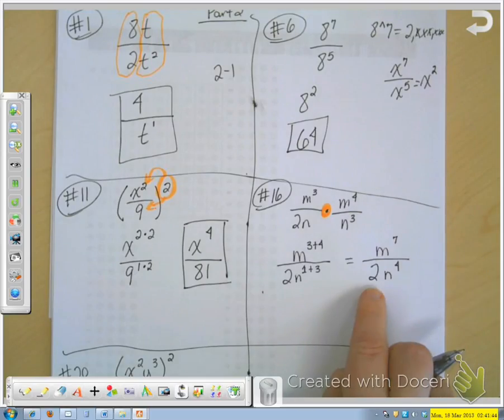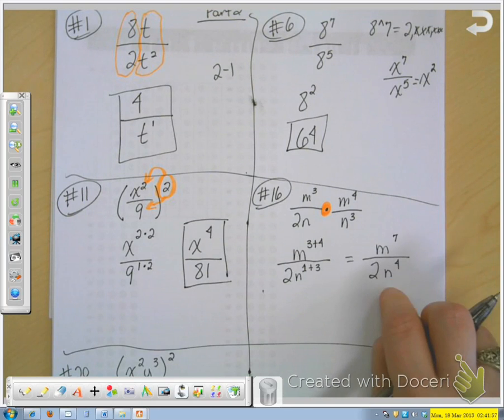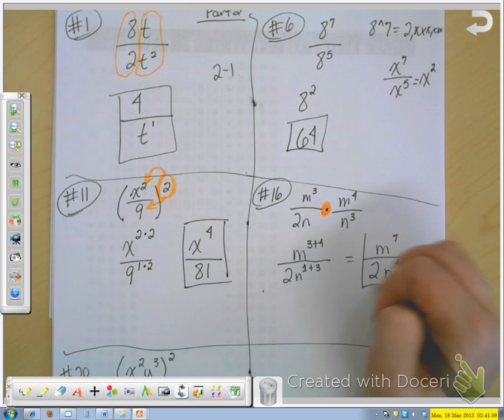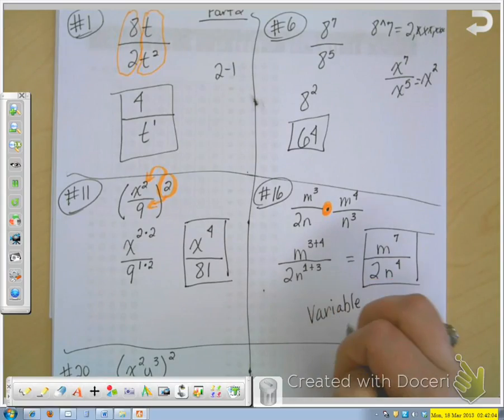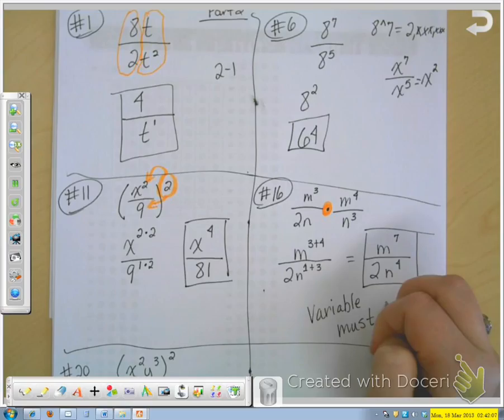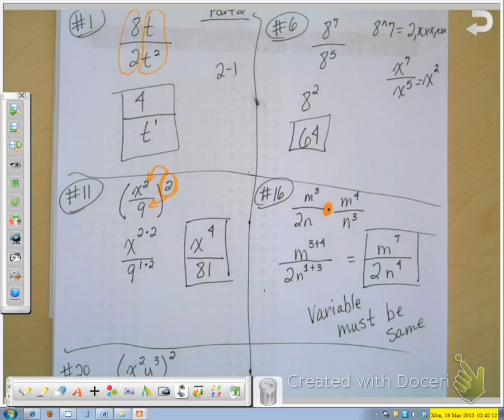Notice that 2 didn't change. The 2 is a coefficient. He's sitting right out front, nice and happy. Now the question is, can I subtract the 7 minus the 4? Well, you could say yes, but the problem is that they're different variables. So this is my answer. Okay, variables must be the same. You cannot do the multiplication and you cannot do the division if they're not the same. So all of your variables must be the same on every single one of these.